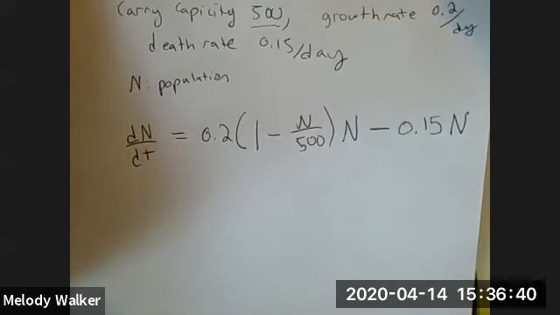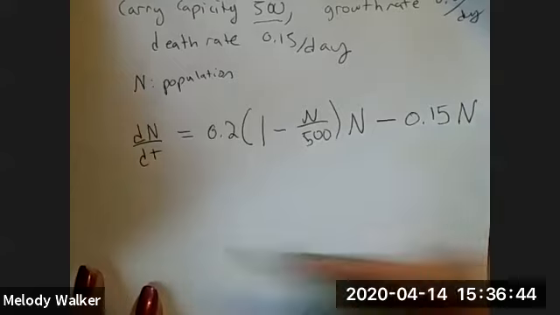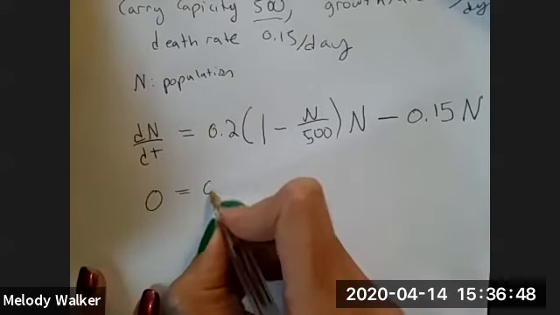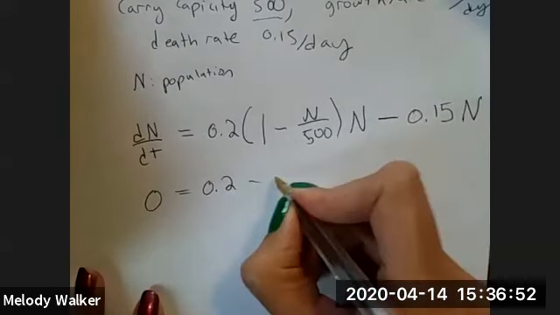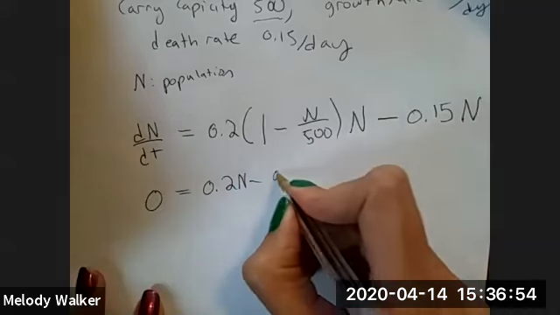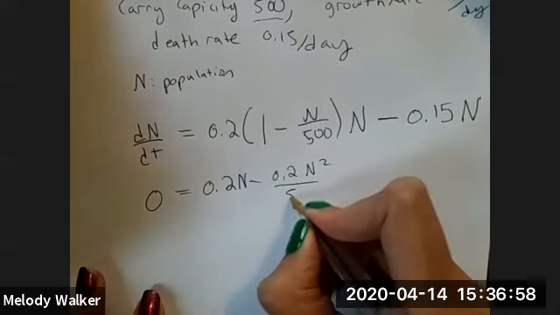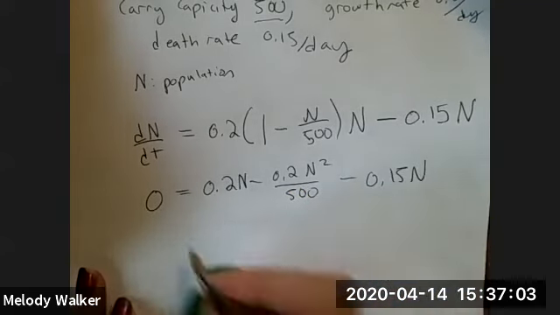So remember, before we looked at some critical points. So critical points are when this equals 0. So let's make the derivative 0. And that means that the rate of change isn't changing, it's 0. So I'm going to just go ahead and simplify this here, and combine like terms.